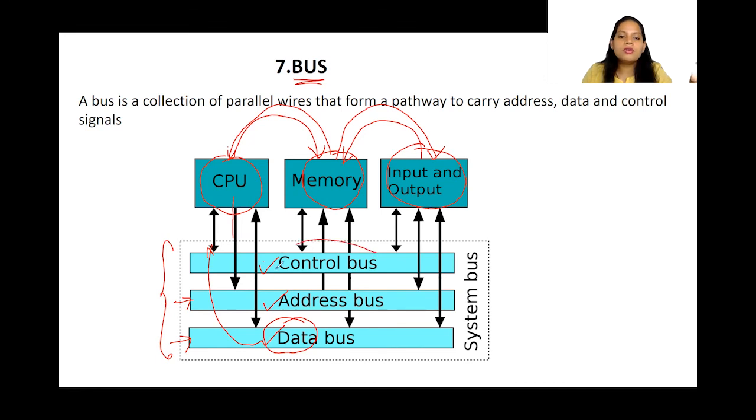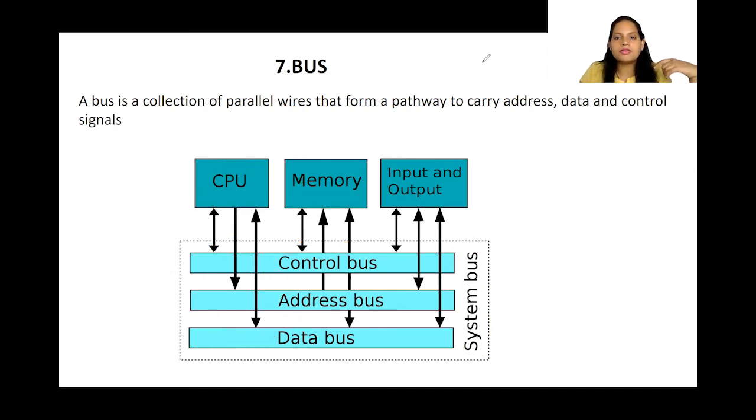What does a control bus do? The control bus controls the data flow and other things. The control signals are passed in the control bus. So basically all these three together form our system bus. This is the main work of a bus. I hope it is clear.